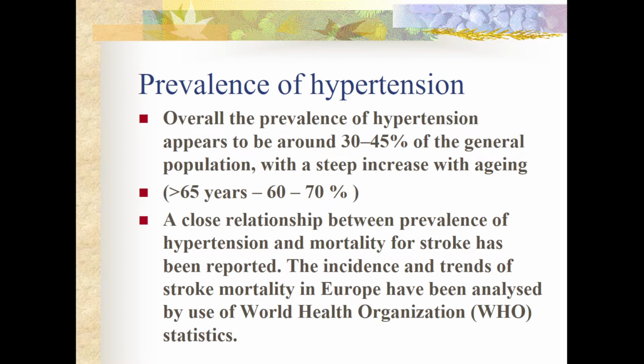Overall, the prevalence of hypertension appears to be around 30 to 45% of the general population, with a steep increase with aging. More than 65 years, 60 to 70% of the population suffer from it. A close relationship between prevalence of hypertension and mortality for stroke has been reported. The incidence and trends of stroke mortality in Europe have been analyzed by use of World Health Organization statistics.